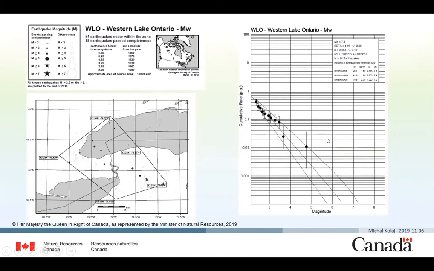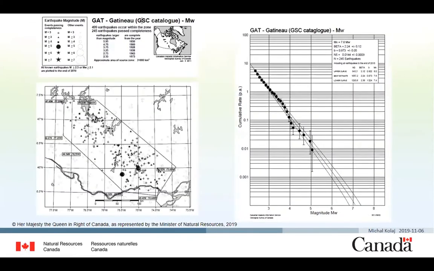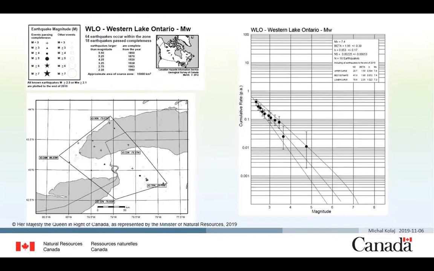A source closer to here, the Western Lake Ontario source, if I flip between these, you can see that the activity rate is dropping because the cumulative rates on the magnitude recurrence curve is dropping.